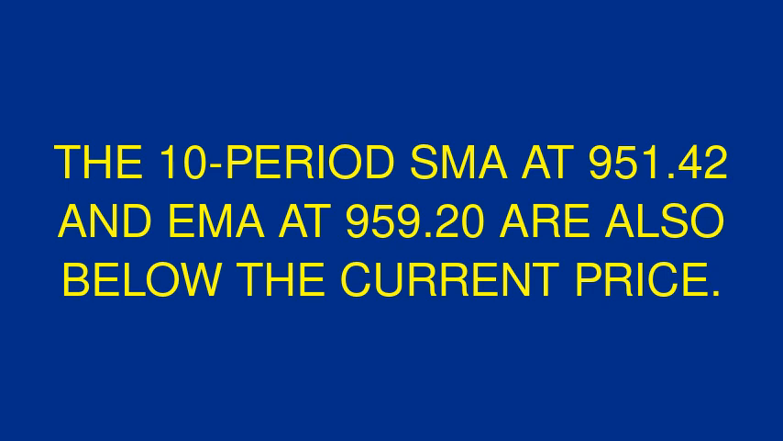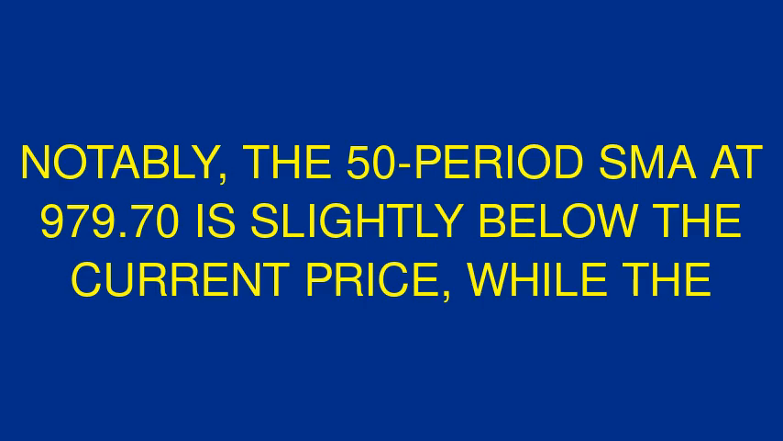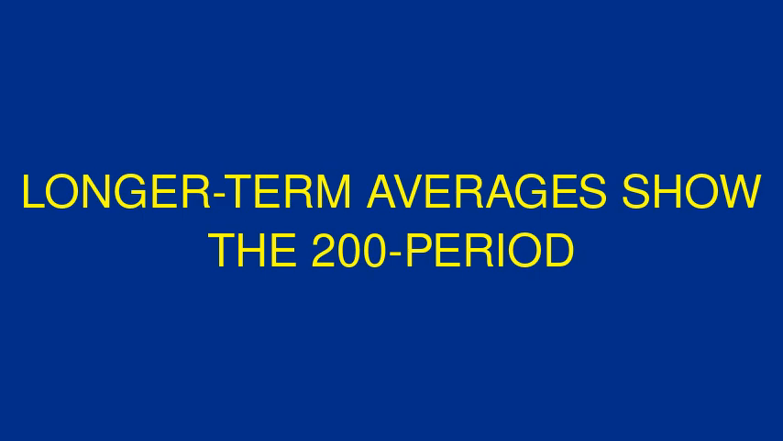The 10-period SMA at 951.42 and EMA at 959.20 are also below the current price. The 20-period SMA at 950.93 and EMA at 958.33 are below current price, representing short-term support. Notably, the 50-period SMA at 979.70 is slightly below the current price, while the 50-period EMA at 970.07 is above the current price.